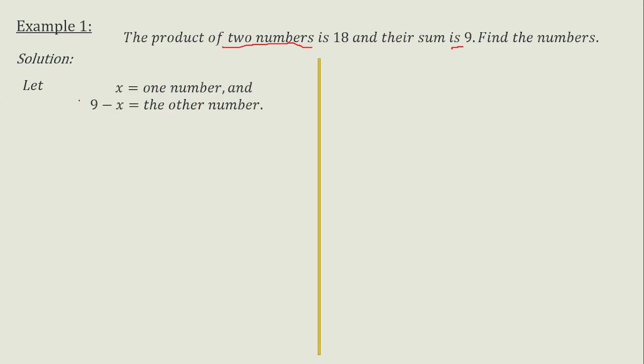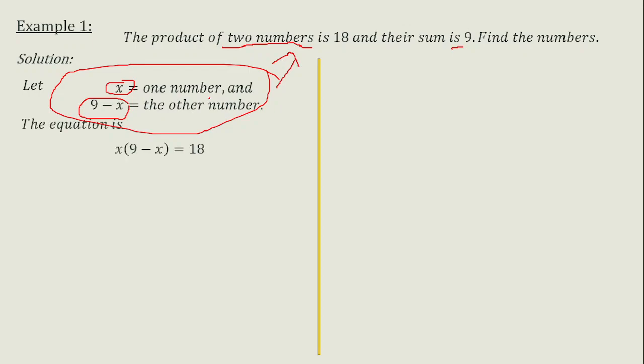So the first term here, class, the one number is x. Then the other one is 9 minus x. So after we get the representation, this representation of the class is based from the verbal problem or word problem. So let's find the number.